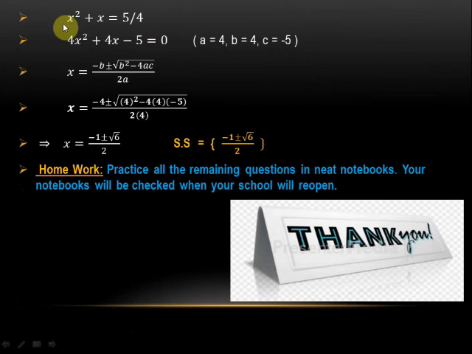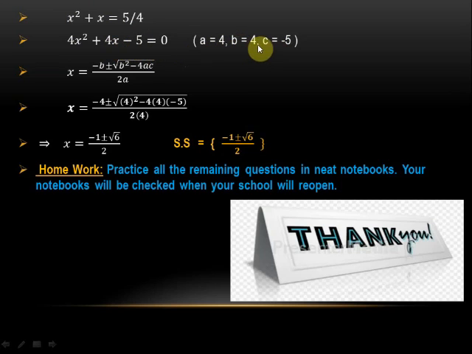On simplification, we switch 5 by 4 from right side to left side and multiplying by 4, we will get a standard quadratic equation 4x square plus 4x minus 5. Again by using quadratic formula, the coefficient of x square is a, coefficient of x is b, and the constant minus 5 is equal to c.